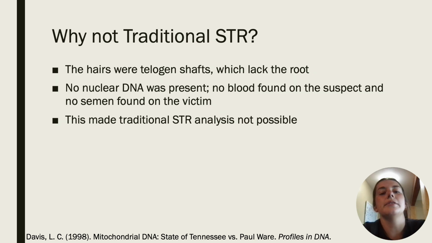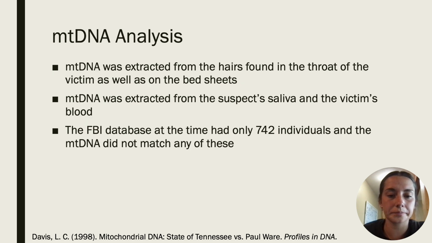So why didn't they use the traditional STR method? The hairs that were collected were telogen shafts, which lacked the hair root, so there was no nuclear DNA present, and there was no blood found on Ware, and no semen was found on the 4-year-old girl either. So this made the traditional STR analysis nearly impossible due to the lack of nuclear DNA. And this information also came from the case file written by Davis.